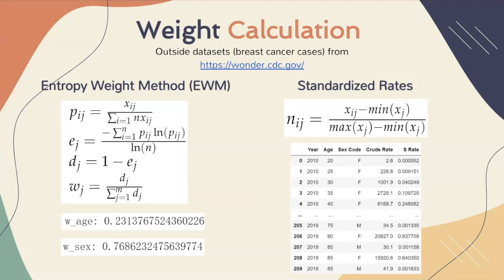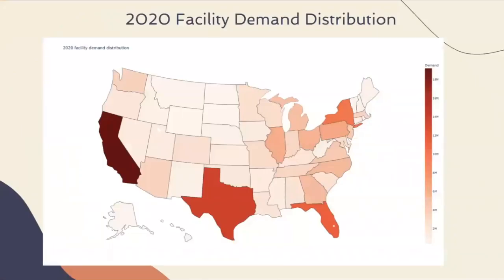From these rates, we can make various conclusions. For example, females aged 60 to 80 are statistically more likely to have breast cancer. Therefore, by applying the calculated weights to the predicted 2020 demographic data, we predict the demand for mammography over different states, as the picture presents here.